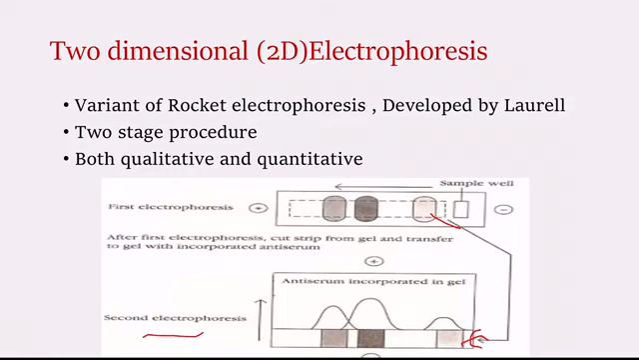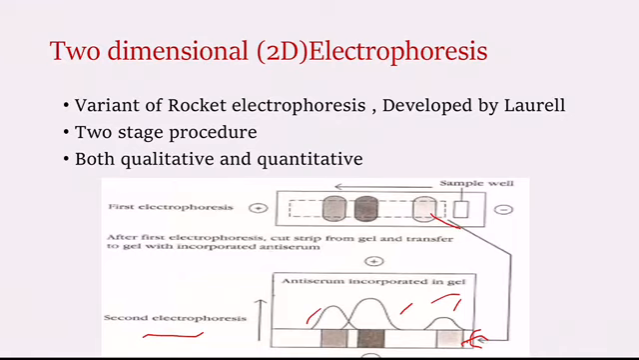Again the electric potential is applied, perpendicular, at right angles to the first direction of migration. Now the pre-separated antigens that migrate into the gel, which already contains the antibodies, form a reaction that leads to the formation of a precipitate. Precipitin lines will be formed when these antigens combine with the antibodies present in the gel.